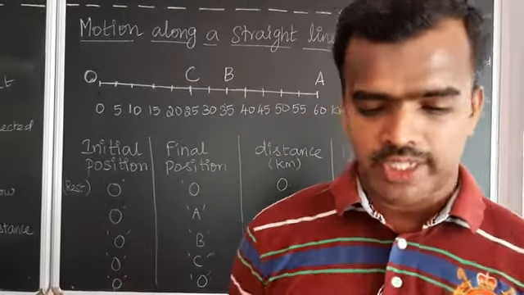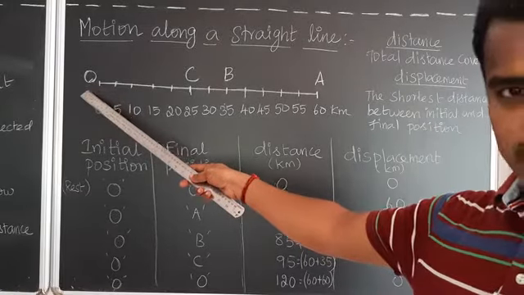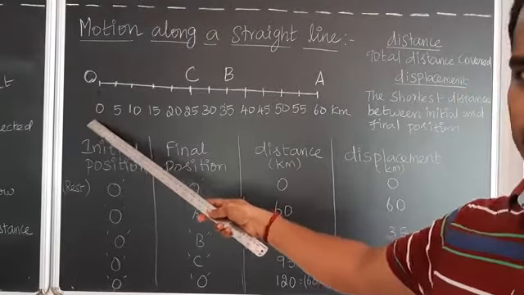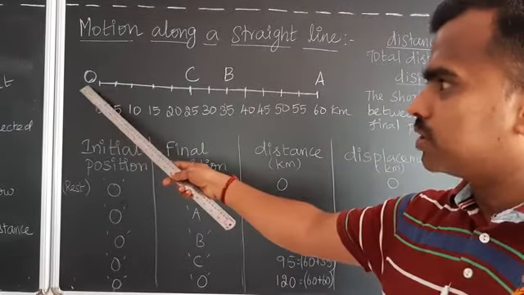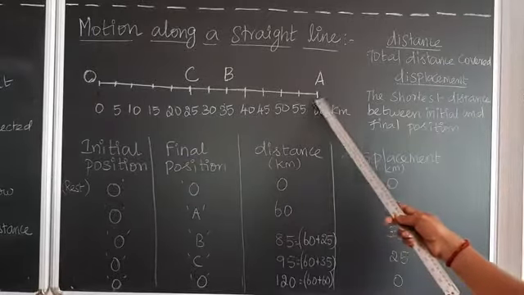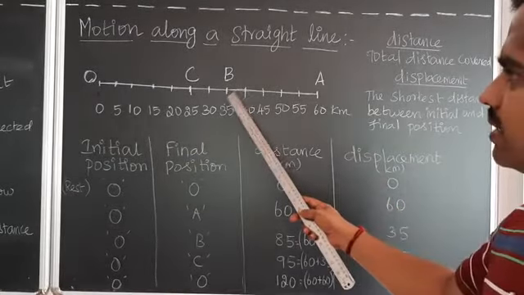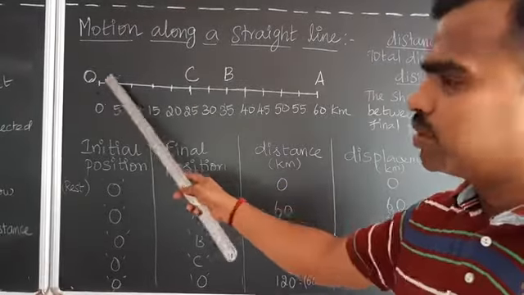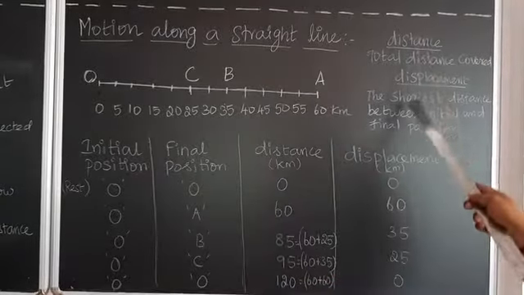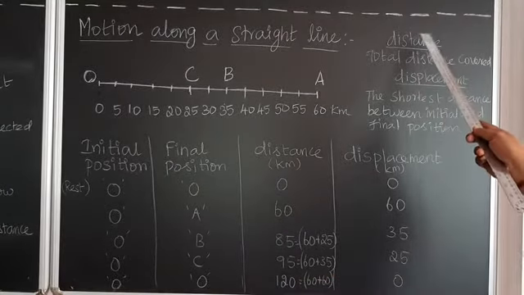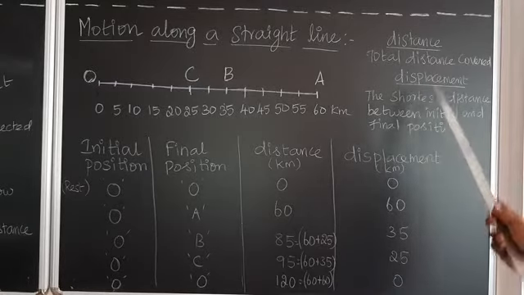Now we can move on to our example. An object starts from O. This is position O, magnitude 0. It starts at position 0 and moves towards A, reaches A, returns back to B, then comes to C, and again comes to O. Here I wrote the definitions: the total distance covered by an object is called distance, and the shortest distance between initial and final position is called displacement.